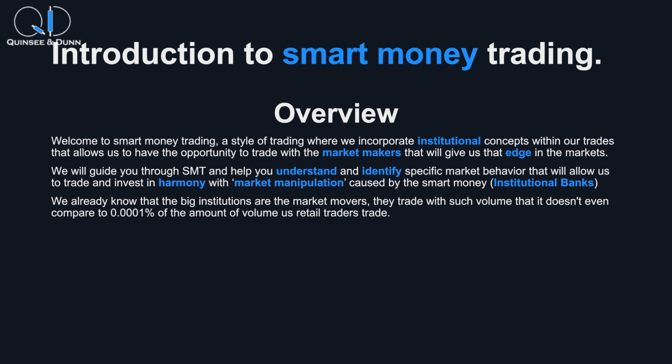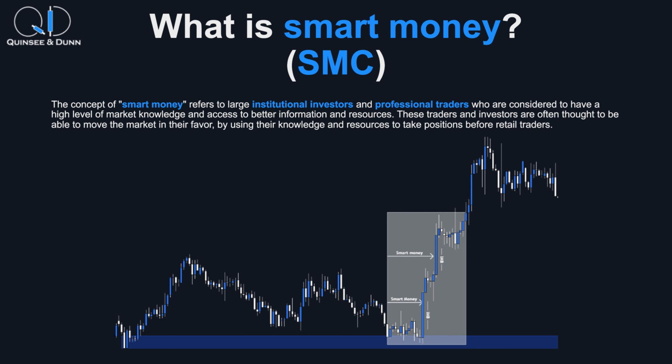Okay, so we already know that the big institutions are the market movers. They trade with such volume that it doesn't even compare to 0.0001% of the amount of volume us retail traders trade. So then what is smart money exactly? The concept of smart money refers to large institutional investors and professional traders who are considered to have a high level of market knowledge and access to better information and resources. These traders and investors are often thought to be able to move the markets in their favor by using their knowledge and resources to take positions before retail traders.